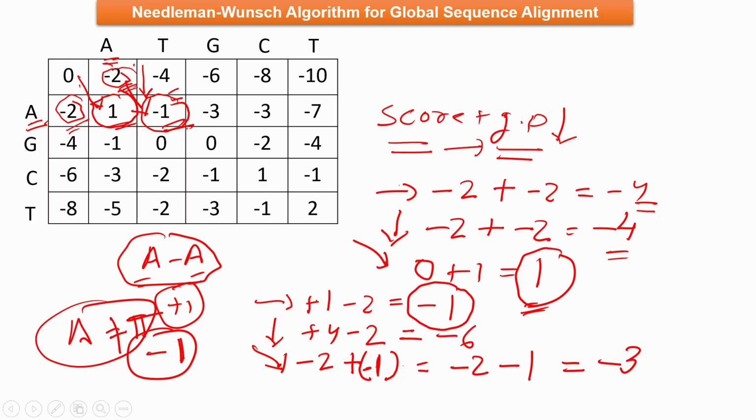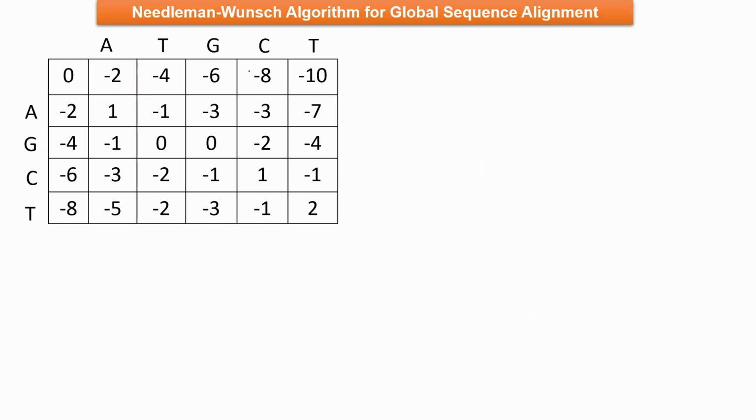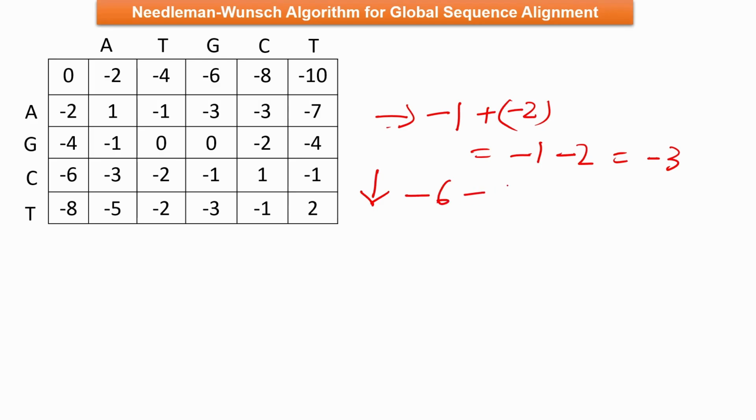Now we again fill the next box by following this same pattern. Here we see that the score in the previous horizontal box was -1. We will add a gap penalty of -2. So this will give a value of -1 -2, that is -3. In the vertically placed box above, the score was -6. We again add a gap penalty of -2, that will yield -6 -2 equals -8.